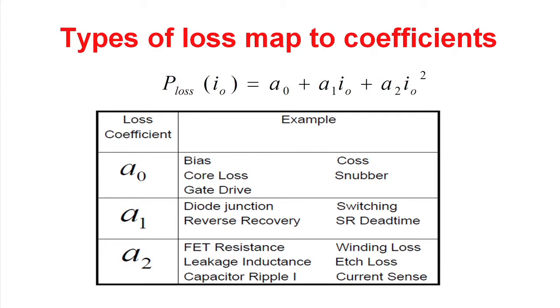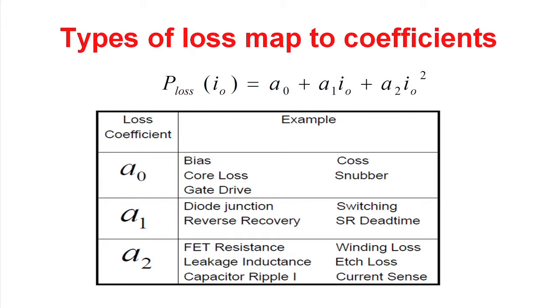For instance, the A0 loss term is independent of output current. And there are many types of losses in the power supply that are like this. For instance, the bias power in your control circuit is pretty much independent of output current. Power loss in a forward transformer is pretty much independent of output power, as well as gate drive power. In addition, COSS and snubber losses map into this term also.